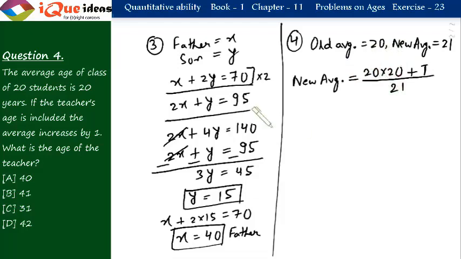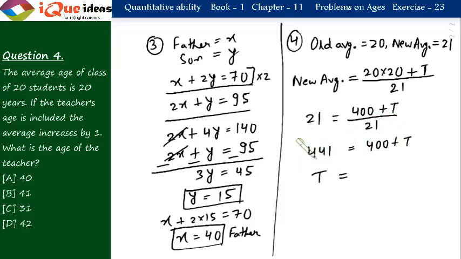So, 21 is equal to 400 plus t upon 21. Now, 21 into 21 will be 441, equal to 400 plus t. So, t is equal to 441 minus 400, which is 41. So, the teacher's age is 41 years. Alright, that is what the question is asking. Now let's take up the next question.